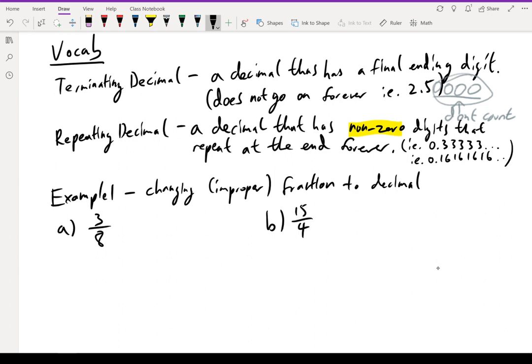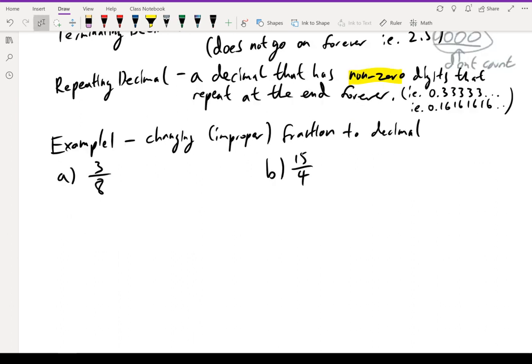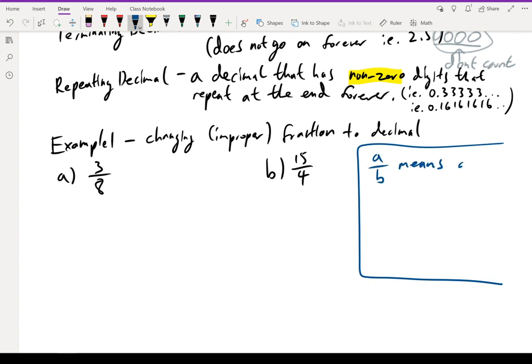So what we do to change an improper fraction or a fraction into a decimal, let's go into a bit of meaning first in this box. When we say a over b, it means a divided by b. That is the meaning of a fraction. Whatever number is at the denominator, it means it is first divided by that number. It is a fraction, so it is a division.